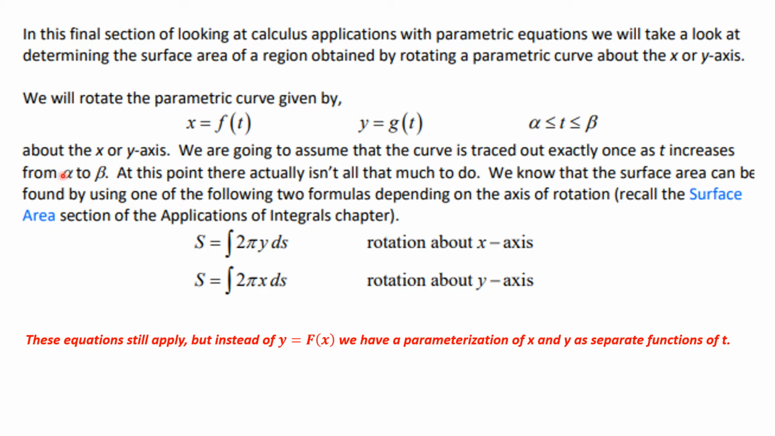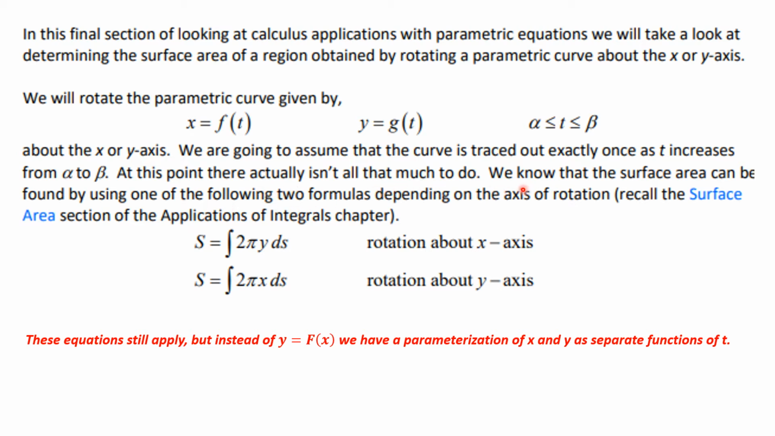We're going to be rotating these about a coordinate axis, either the x or the y axis. So we're going to assume that the curve is traced out exactly once, as we always did. You could break it into different pieces if you needed to do something more than that. But only once as t increases from alpha to beta. At this point, there actually isn't much to do at all.